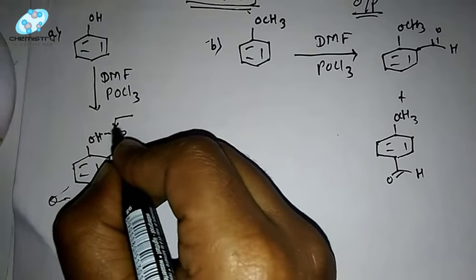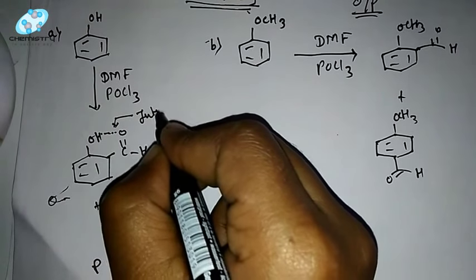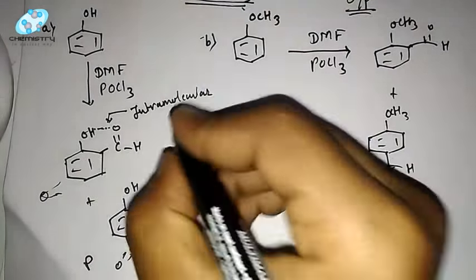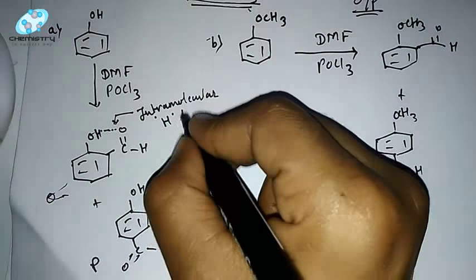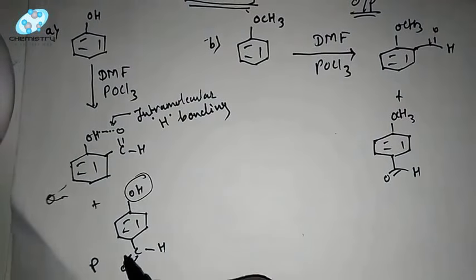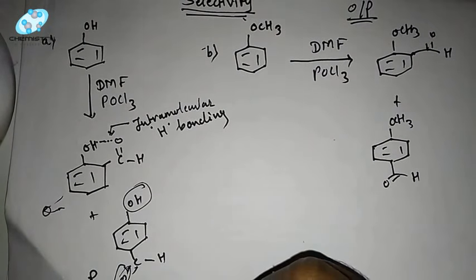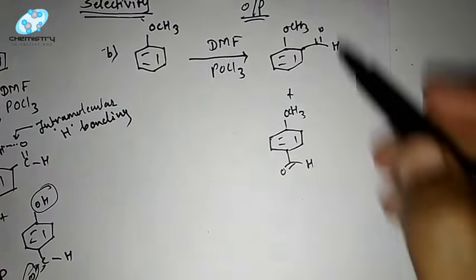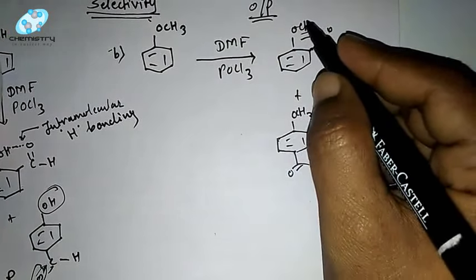So here is again intramolecular hydrogen bonding, which makes the ortho product, the molecule, more stable, and hence ortho formylation will be more preferred on phenol. So whether you are using the Vilsmeier-Haack reagent or Reimer-Tiemann, ortho formylation is more preferred.